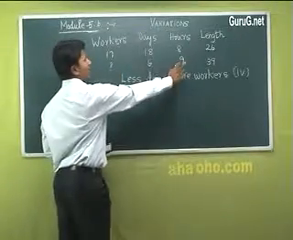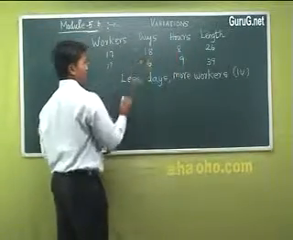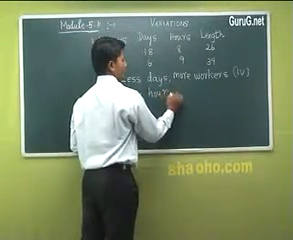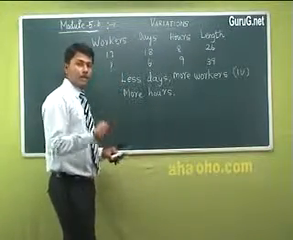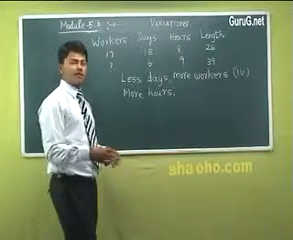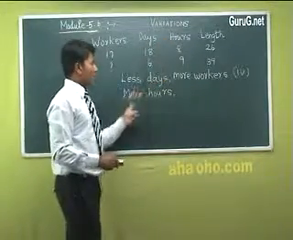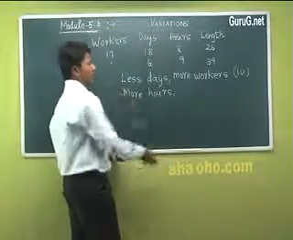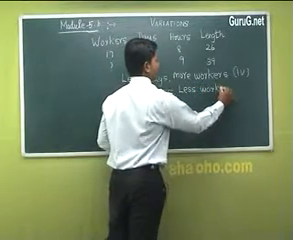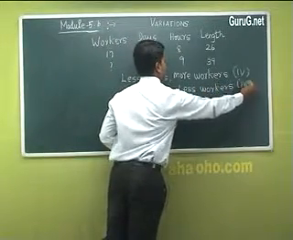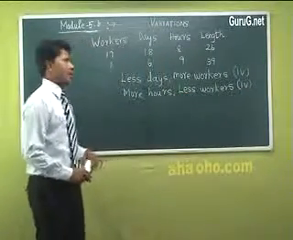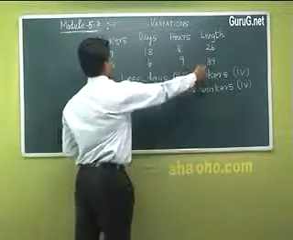Now, compare hours with workers. Hours is increasing. So more hours. If the number of hours the workers are working per day increases, you can complete the job with less number of workers. So as the number of hours increases, the number of workers will decrease. So more hours, less workers. That is inverse variation. Compare length with worker.